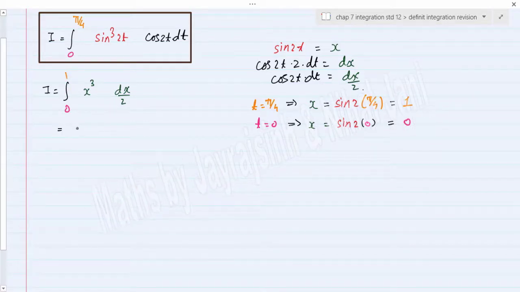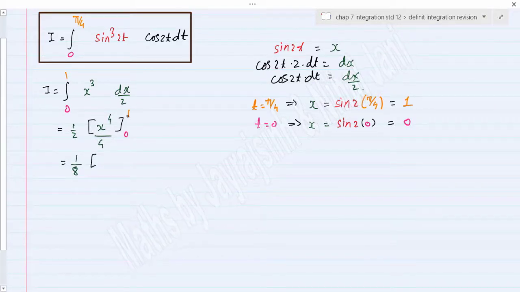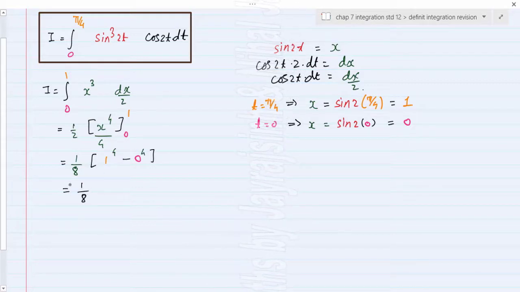So this 1 by 2 will be constant, take it outside. We just have to integrate x cube, which is nothing but x to the 4 by 4. So 1 by 2 into 1 by 4 will give us 1 by 8. Your upper limit is 1. So 1 raised to 4 minus lower limit is 0, raised to 4. It's equal to 1. So finally we will get 1 by 8 as your final answer. Ta-da!